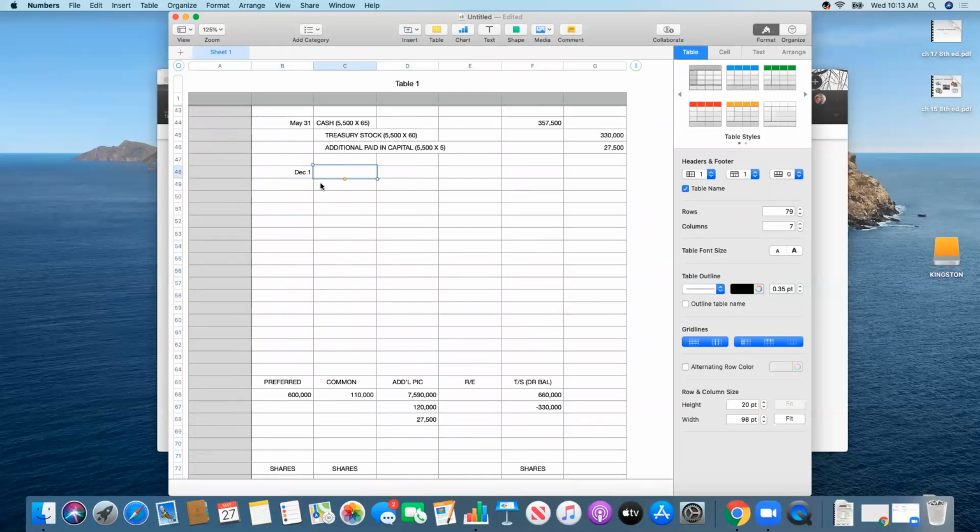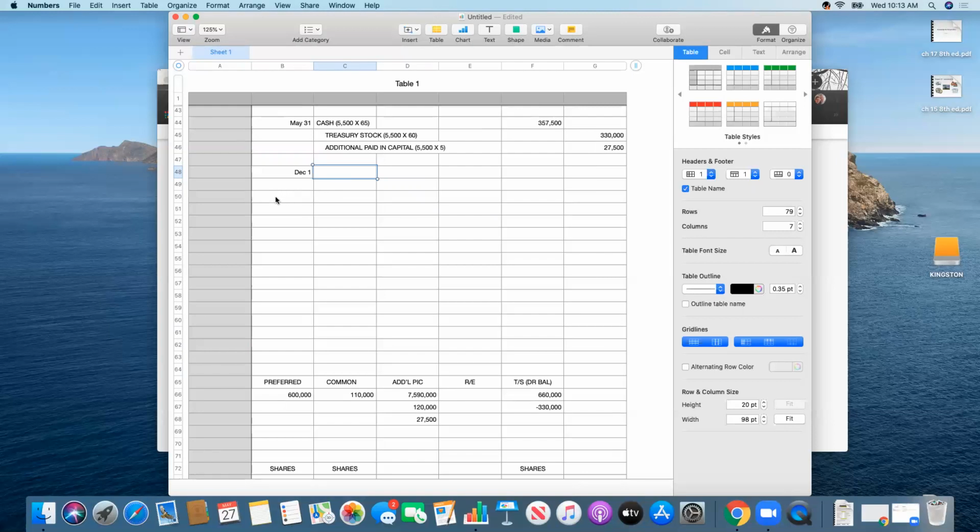Okay, so December 1st, declare a cash dividend on the common, 25 cents a share, and a $36,000 dividend on the preferred stock to all stockholders of record on December 15th. The dividends are payable on December 30th. Dividends are not paid on the treasury stock.